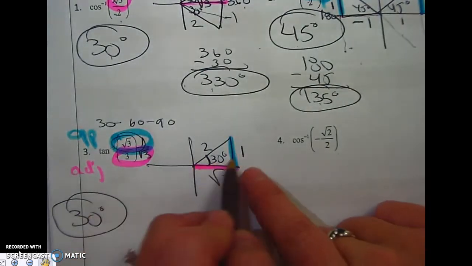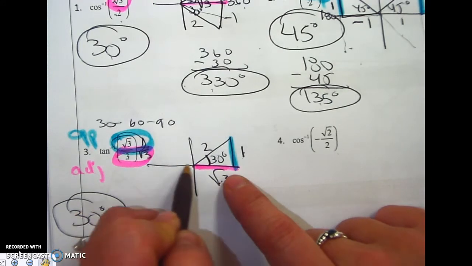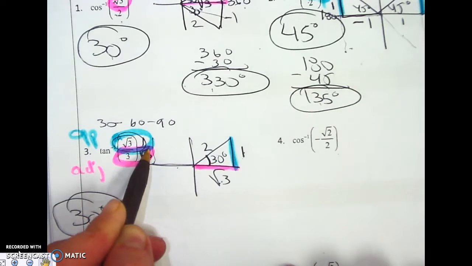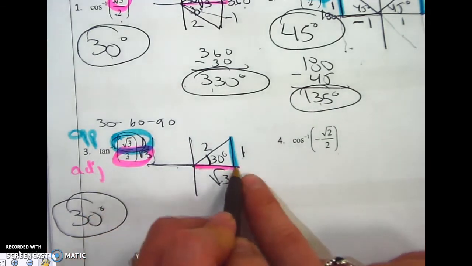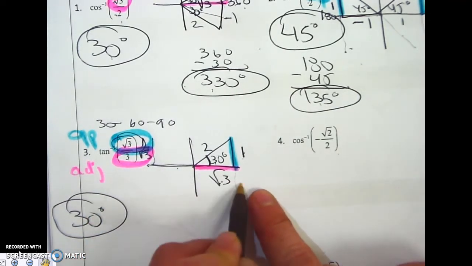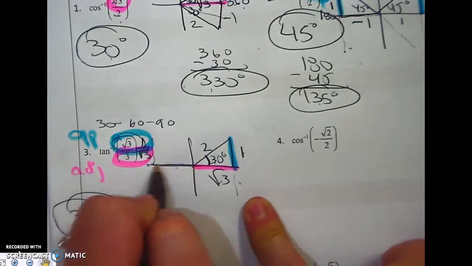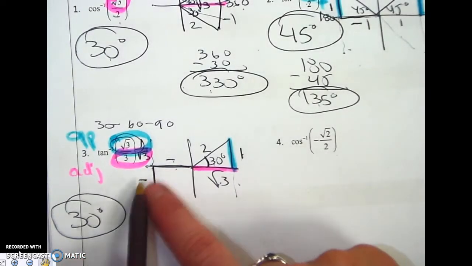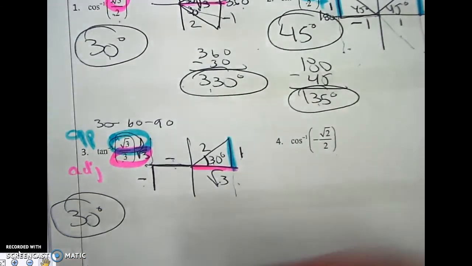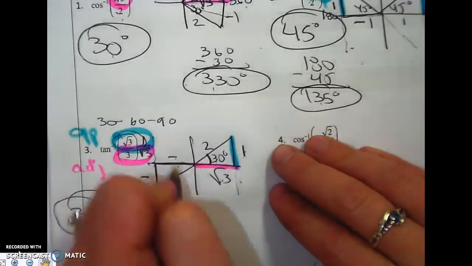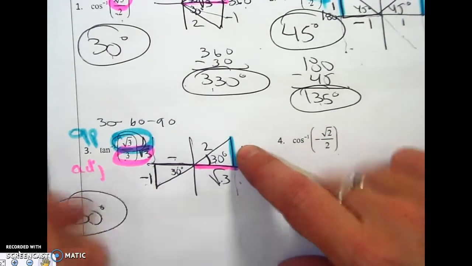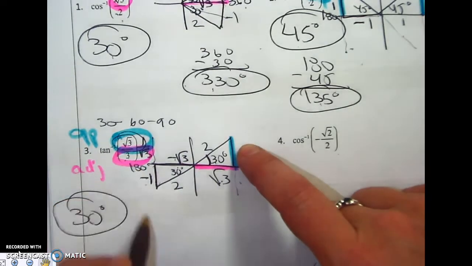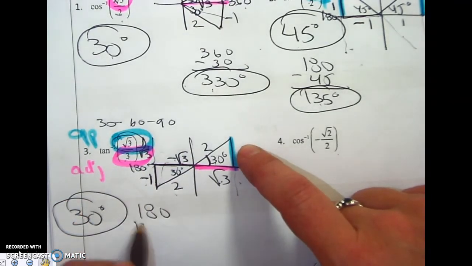Now what I have to do is find one where no matter what, it's positive. If I go left negative and up positive, a negative over positive is a negative. If I go right positive and down negative, a positive over negative is a negative. But if I go left negative and down negative, a negative over negative gives me a positive. So I play the same game. My reference angle is 30 degrees. What's across from that 1? Rad 3, 2. I go to my reference angle, and since I'm in the third quadrant, I add.